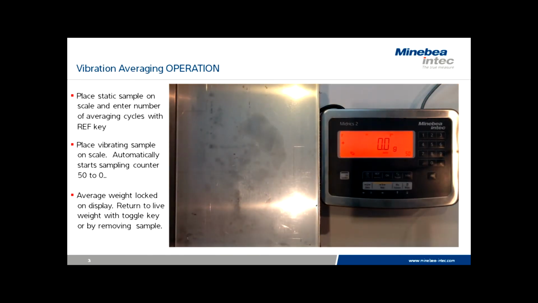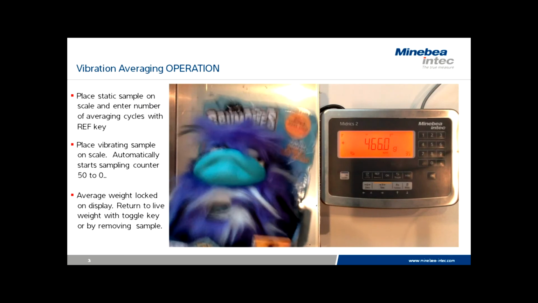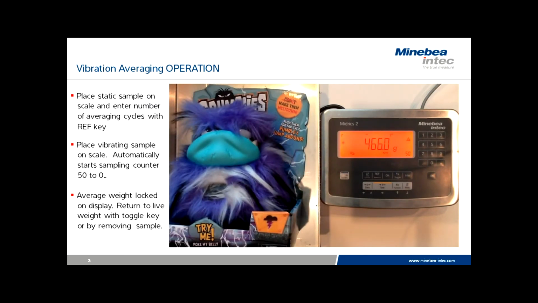Now, it's always a good idea to weigh the sample at least a couple of times to be sure that you get repeatable results. So once again, we will put a vibrating sample on the scale. You'll see the display bounce and move. And again, it is stabilized once the counter goes down to 0. In this case, whether it's a live result of a static sample or an average result of a vibrating sample, the result is exactly the same.